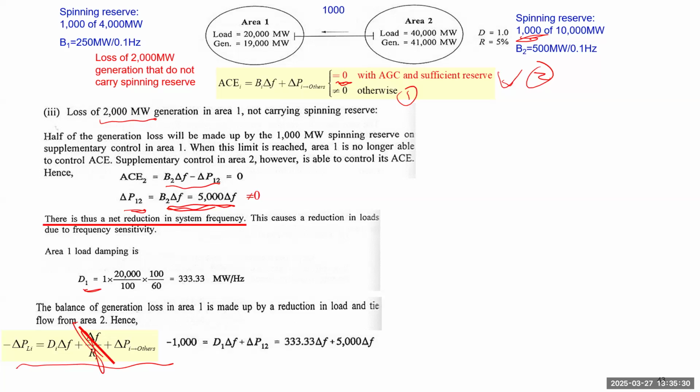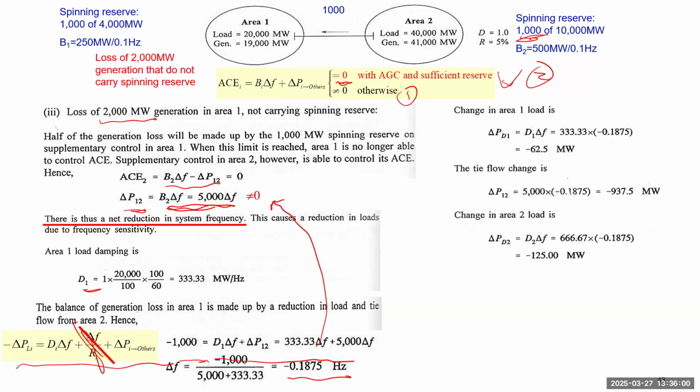And if we do the calculation, we'll plug in the values here, so we can calculate delta F, which is negative 0.1875 hertz. This is the frequency deviation of the entire system. So we bring this value here so we can calculate tie line flow. Because of the frequency deviation, we'll have a load decrease in area 1 by 62.5 megawatt. And tie line flow from here will be negative 937.5 megawatt. So this also has the load change due to the frequency in area 2.